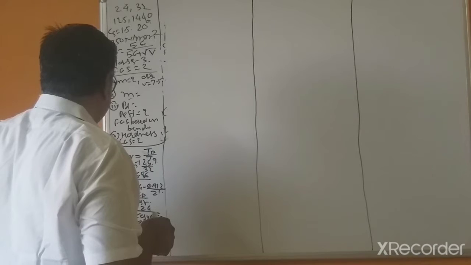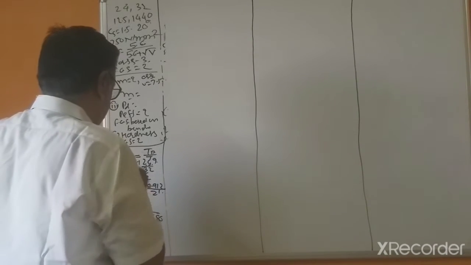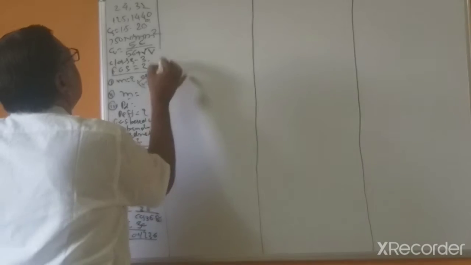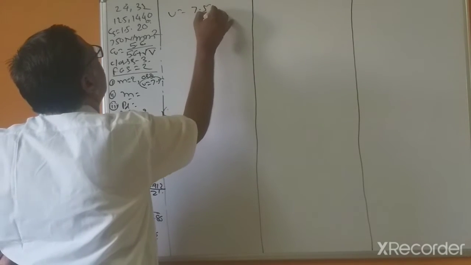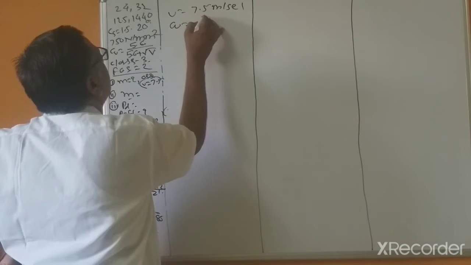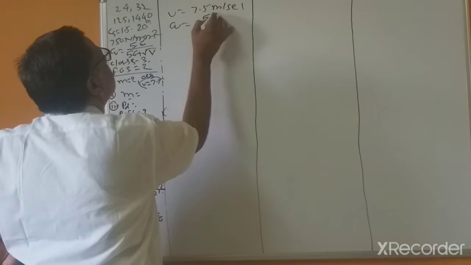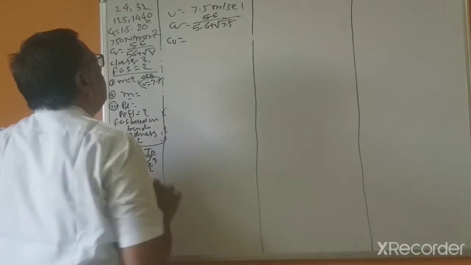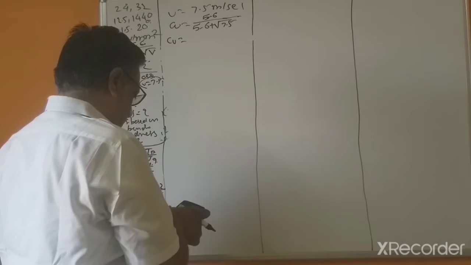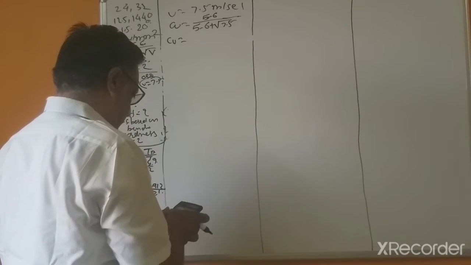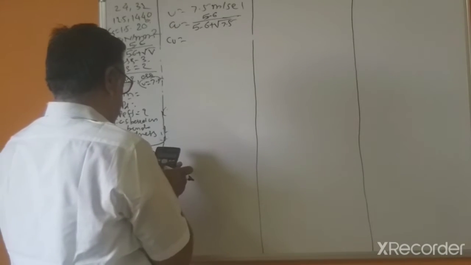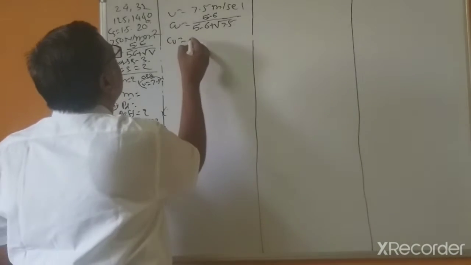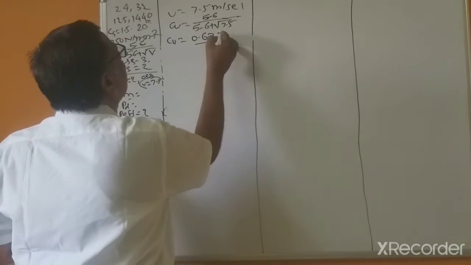Next. Now V equal to, this is given in the preliminary stage, V equal to 7.5 meter per second. So that's why Cv equal to 5.6 divided by 5.6 plus under root 7.5. This is equal to 0.671.